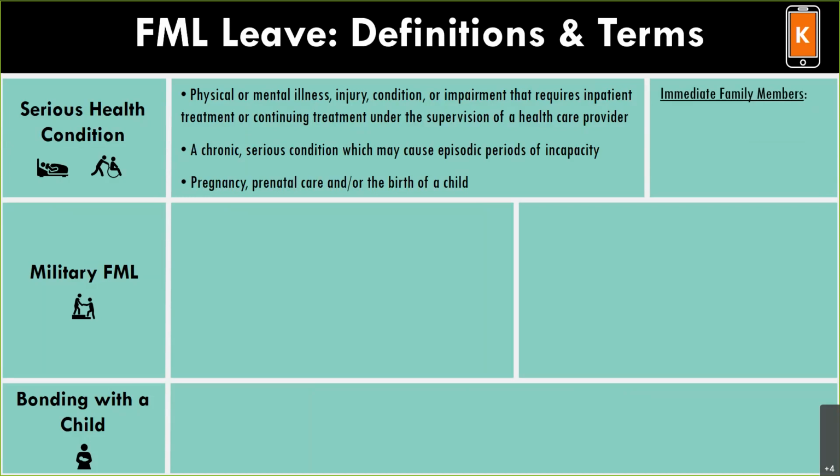Who is covered underneath this? Immediate family members are your spouse, parent, child, or in loco parentis. In loco parentis is a case where someone was acting in a parent role, as well as yourself. So I know this says immediate family members, but a serious health condition can be for yourself or for one of those immediate family members.